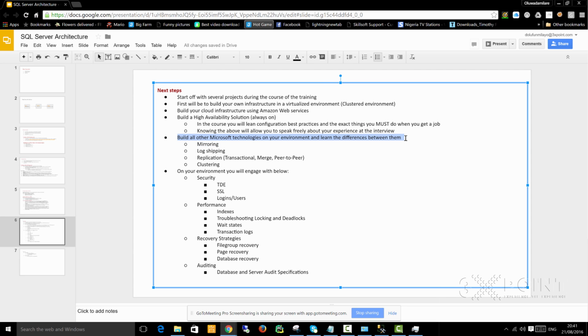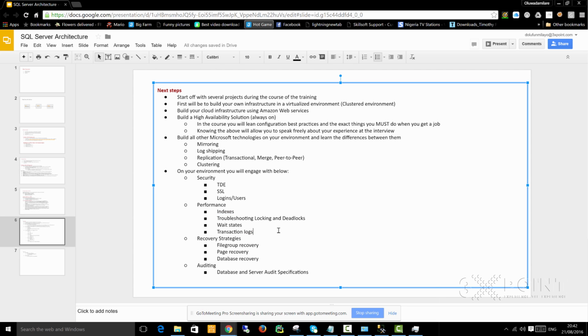In addition, you will build all other Microsoft technologies in your environment and learn the differences between them all. So you build mirroring, log shipping, replication, clustering. You do all of these things, and on your environments, we will engage you to do all of these things. You do security, you learn about TDE, which is transparent data encryption. We will get you to work with SSL. We'll get you to work with logins and users, performance tuning, indexes, troubleshooting, locking and deadlocks, wait states, transaction logs.